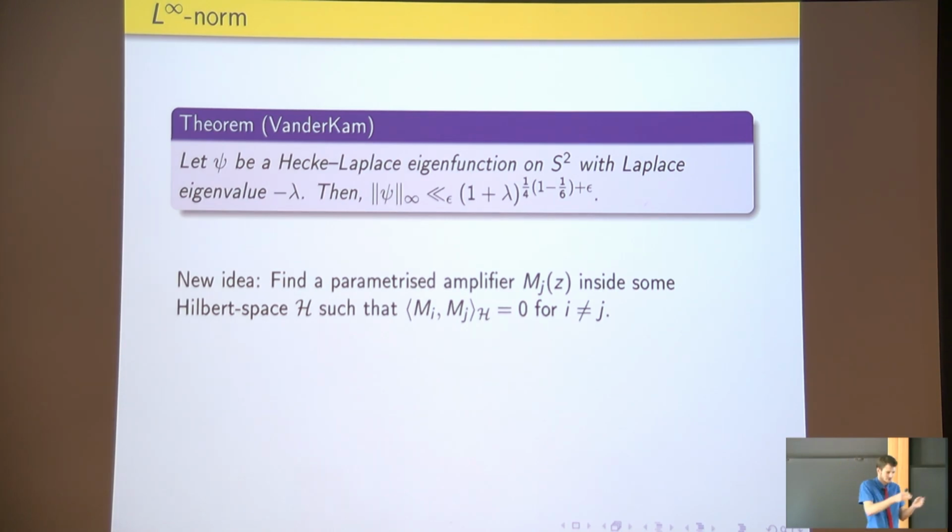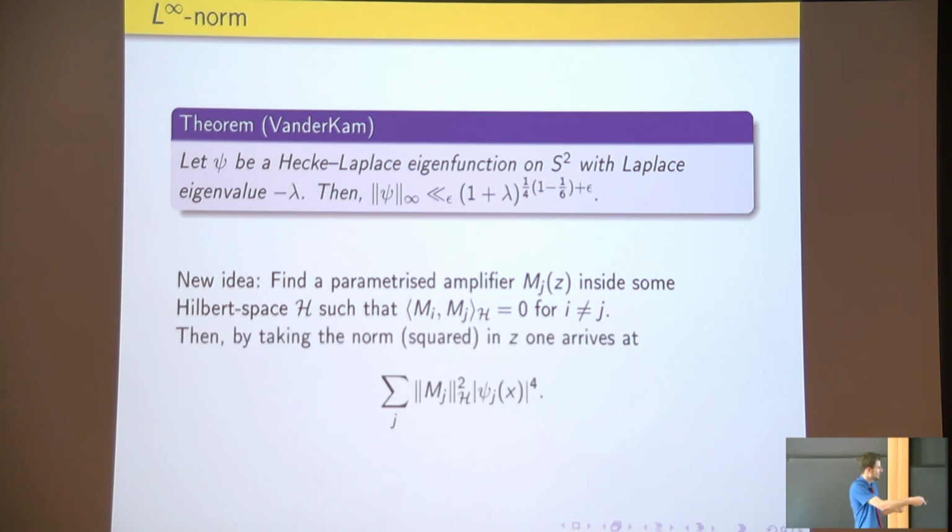So instead of just taking one amplifier, you can parameterize them. And so now you assume that these parameterized versions lie in some common Hilbert space. And moreover, that they preserve orthogonality. Once you have this, you can take the norm in this Hilbert space, and the norm squared, and you end up with the following expression. So you end up with a fourth moment, which is amplified by these norms in your Hilbert space. And so the big question is, of course, does such an object exist?